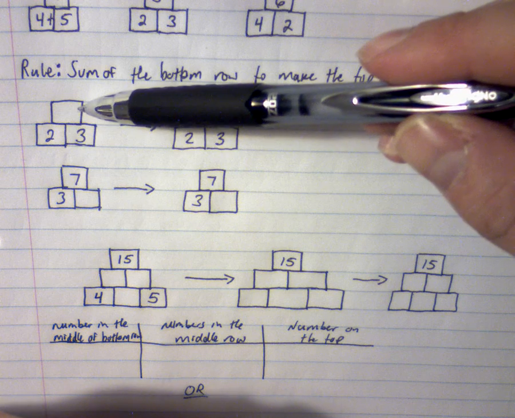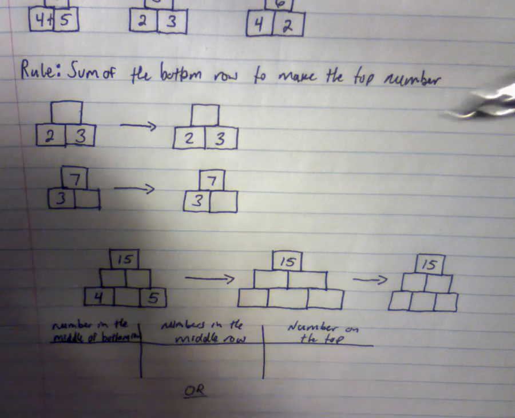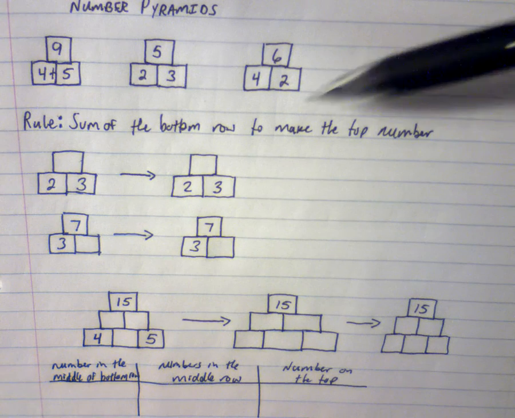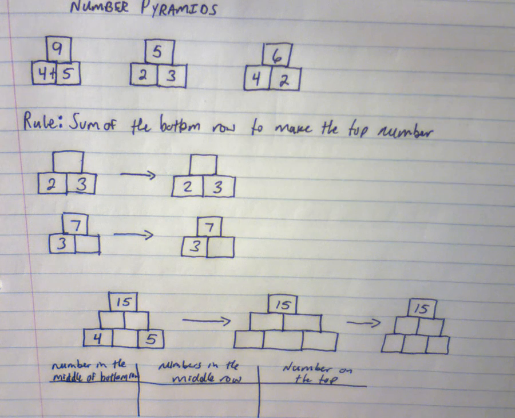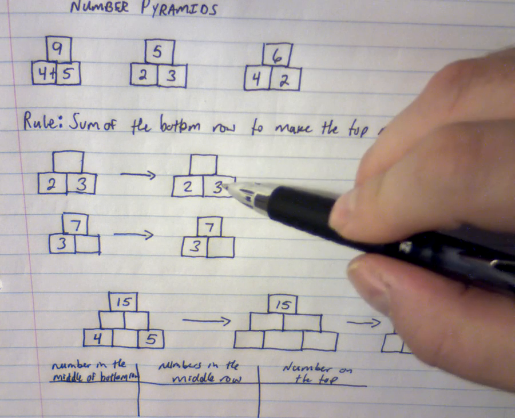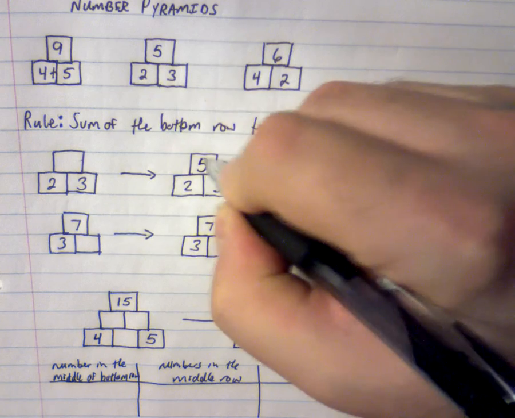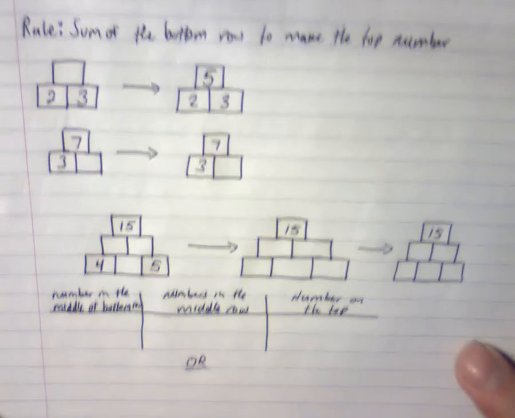If we move on down to the next example, we have a blank here at the top, and we have 2 and 3. So if you looked at the examples from above, when we had two numbers on the bottom, how did we figure out the top? What did we do? Well, we added. So 2 plus 3 would give us 5.